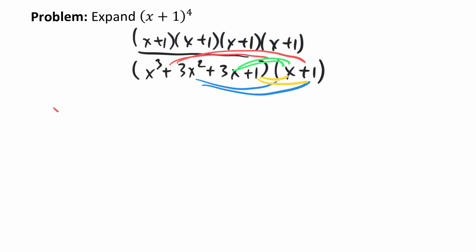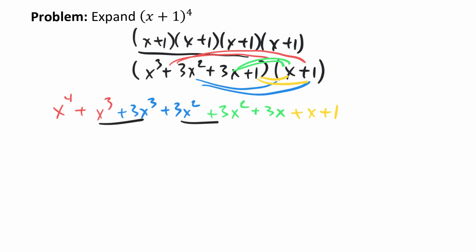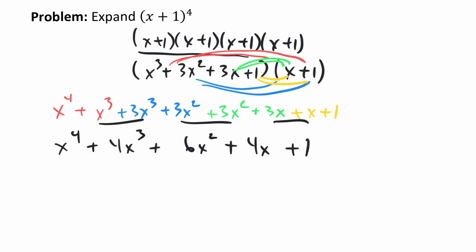We'd have x to the 4 plus x cubed, 3x to the 3 plus 3x squared, 3x squared plus 3x, x plus 1. All right, now again, if you notice, these two terms group, these group, these group. So you get x to the 4, 4x cubed, 6x squared, 4x plus 1. And that would be our final expanded binomial.